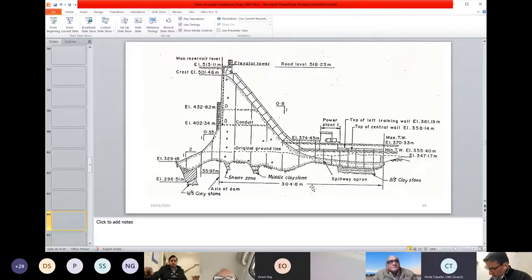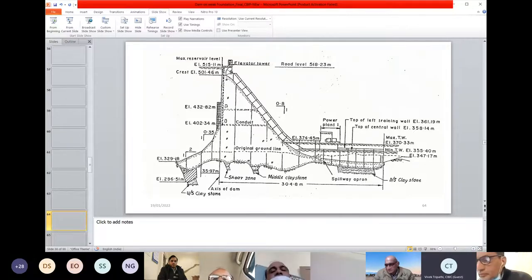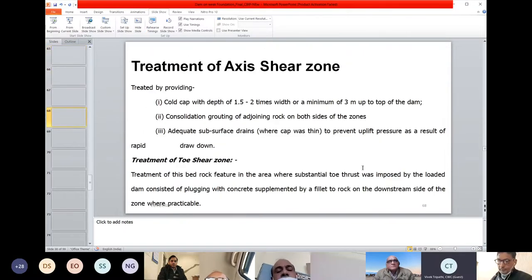This type of problem was also faced in Bhakra. There was upstream claystone, very deep. It was scooped out up to 40 meter and filled with concrete. Then the middle claystone, similarly, was scooped out up to some level and filled with concrete. And the downstream claystone was treated by giving a raft because it was not affecting the stability of the structure, and only the power plant was coming on this. So we have provided only a slab. So this is the example of Bhakra. Then I'm leaving this PPT with the organizer, so you can collect it from them and go through the content of this slide.